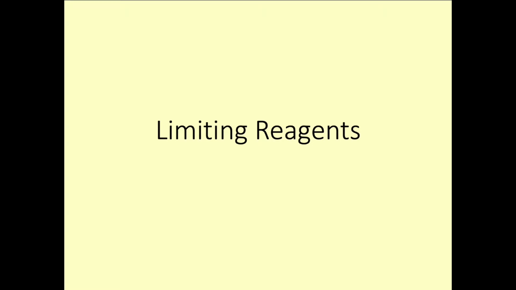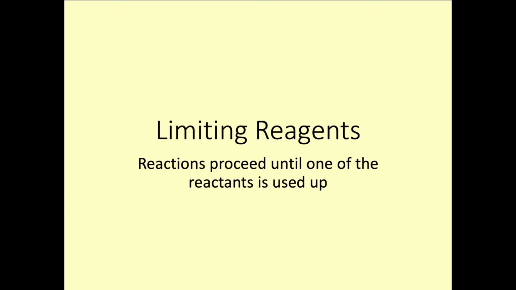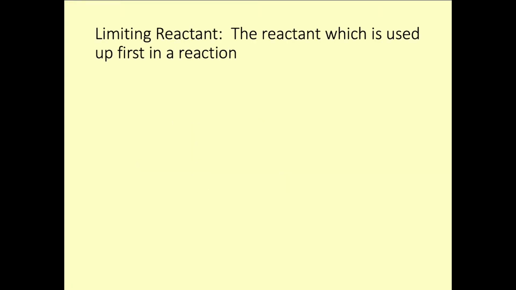In this video we're going to be looking at something called limiting reagents. The reason we look at limiting reagents is because our reactions will proceed until one of our reactants is used up. So our limiting reactant is the reactant which gets used up first in a reaction. It limits how far that reaction can progress, because once it is used up, the reaction is going to stop. Our other reactant is described as being in excess, and that means there's more of it than is required. So I'd like you to pause the video whilst you note down those two definitions.